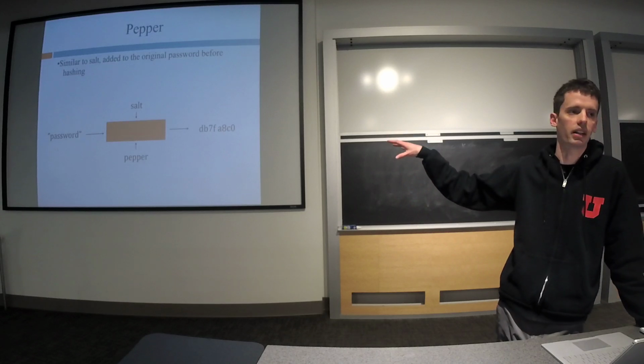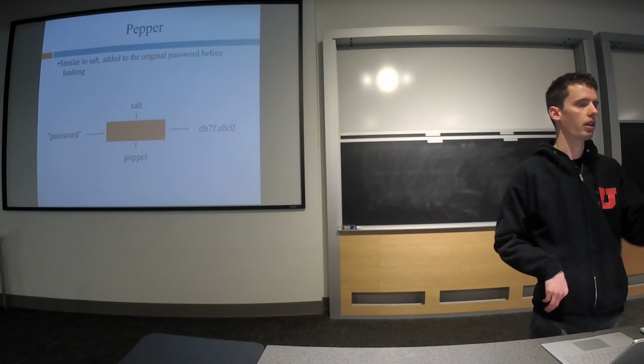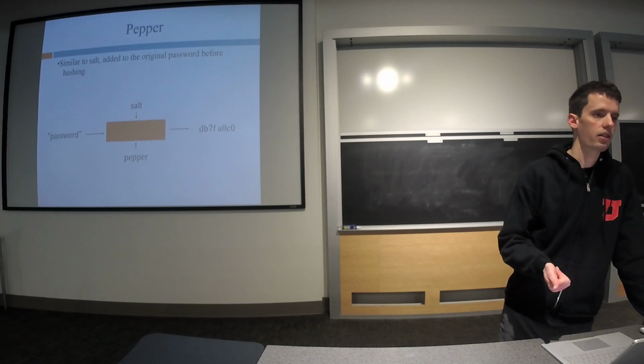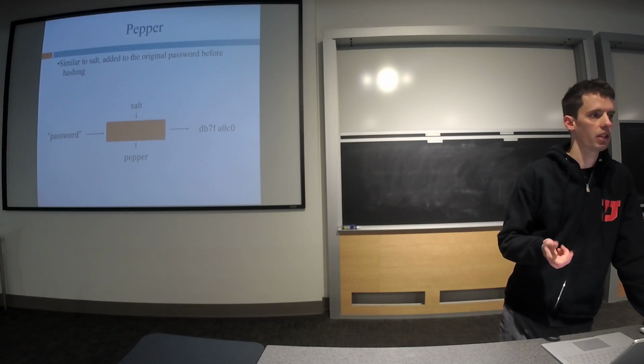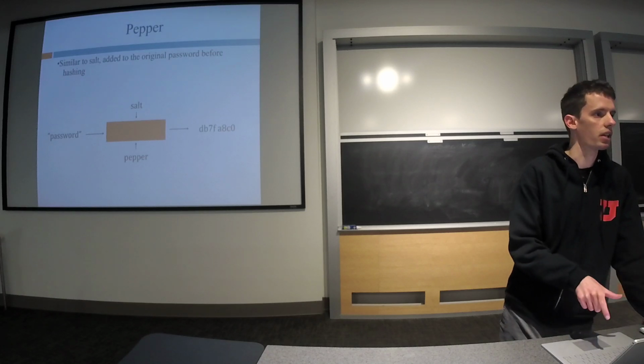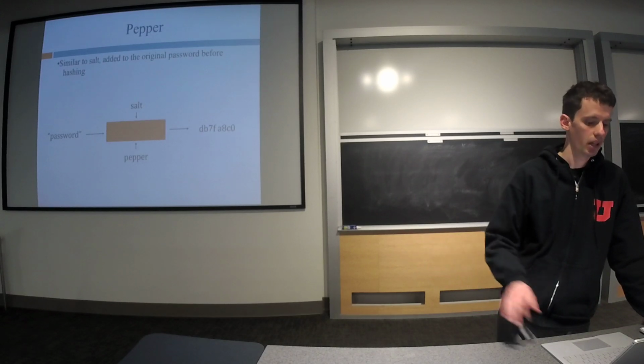This orange box here is now the function whose job it is to produce a key. It inputs the plain password, a random salt, and pepper. The idea is it's similar: it's a string that you prepend to the password before hashing in order to change it even more.